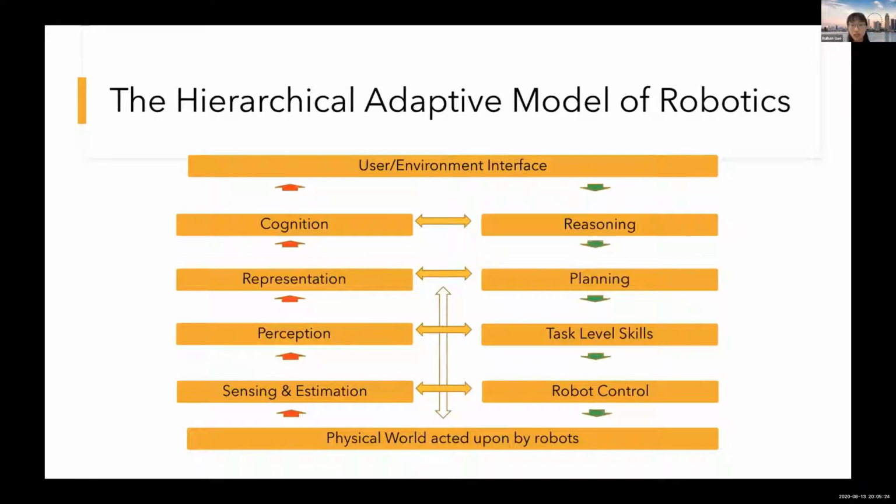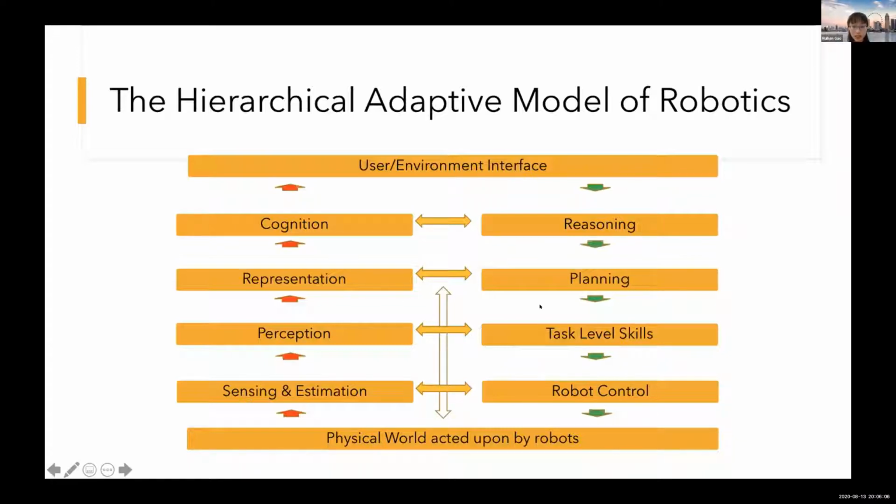And for planning and task level skills, it would be, okay, I need some water. I need to either buy or get some water. Then how shall I plan the path to go to the pantry or the convenience store? And the task level skills are more detailed. For example, I need to avoid the people. I don't want to hit the wall. I don't want to hit the children running around. And lastly, for robot control, it will be like I turn left, I turn right, how I shall decelerate or accelerate, and how I should raise the hand to grasp the glass of water, for example.